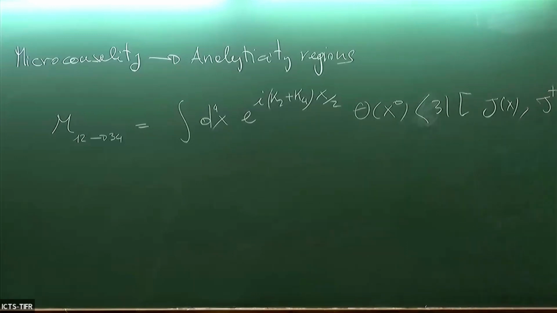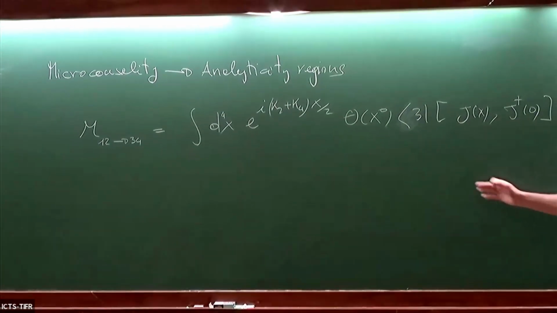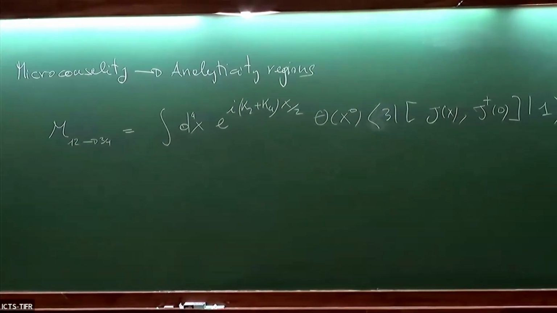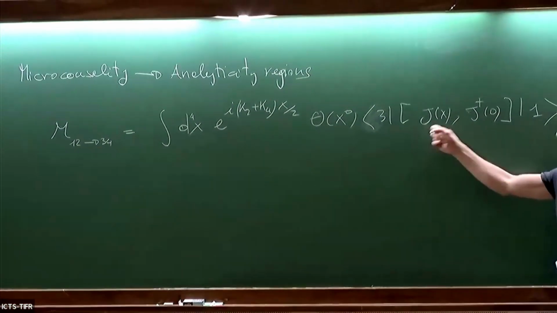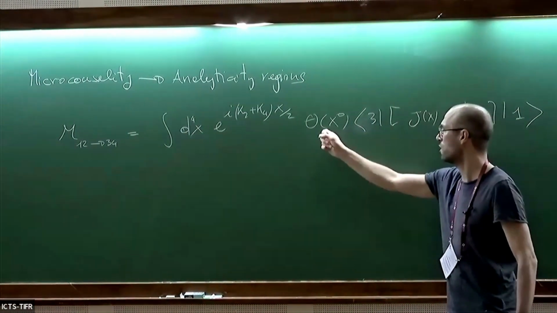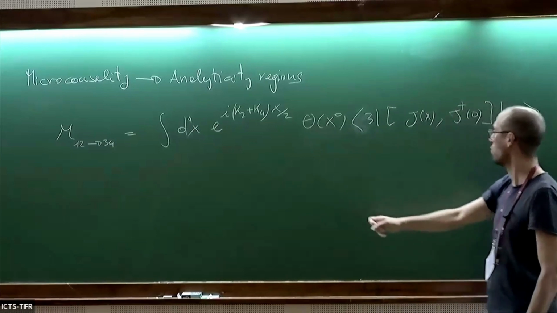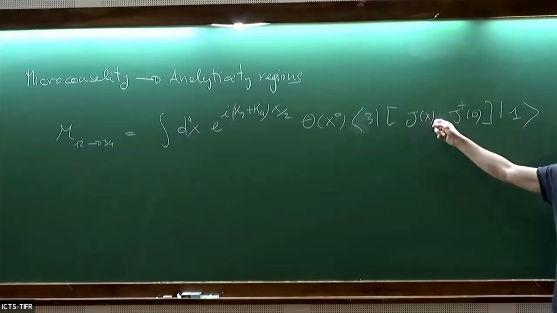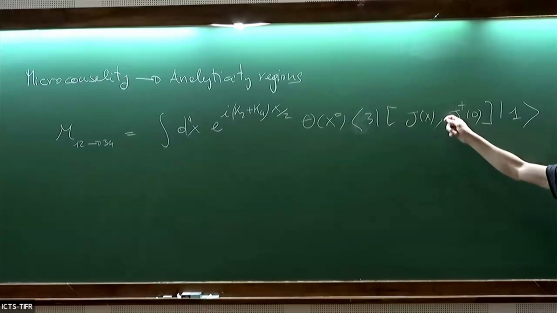So I'm LSZ reducing particles 2 and 4, with 1 and 3 in the states already reduced, and then writing the LSZ formula, rather than in terms of time-ordered operators, in terms of a step function in time times the commutator. The reason is that this I know will vanish at space-like separation. I'm going to leverage this.